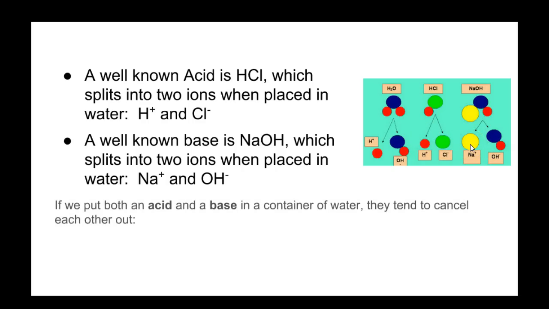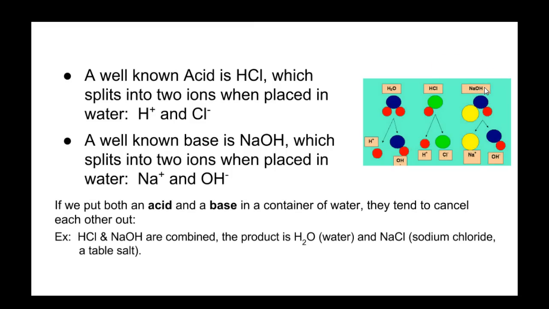If you were to put both hydrochloric acid and sodium hydroxide into a container of water, they tend to cancel each other out. The excess H's here tend to find those OHs there and say, hey, my long lost friend, let's make some water. And so what you get is water and salt, because this chloride is negative and this sodium is positive, and they want to form an ionic compound.